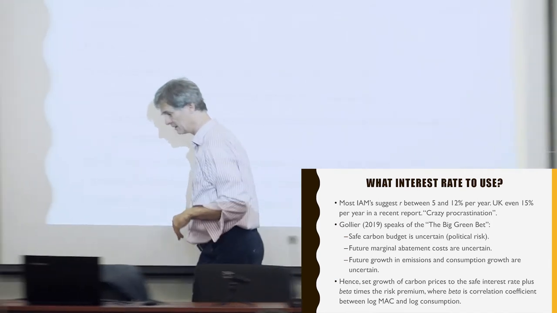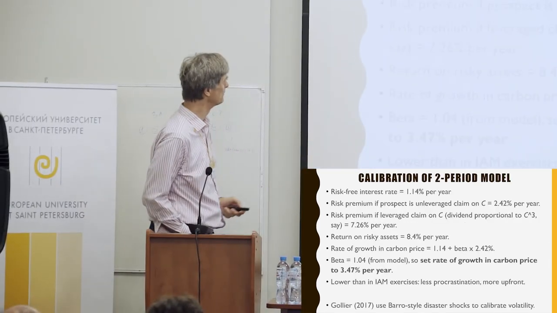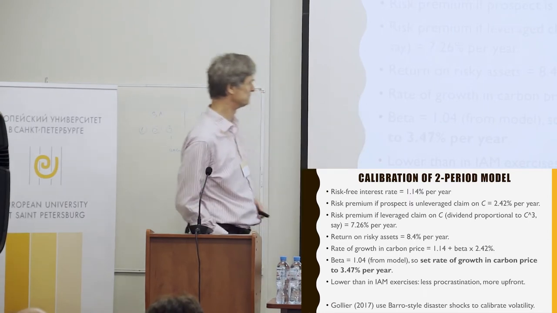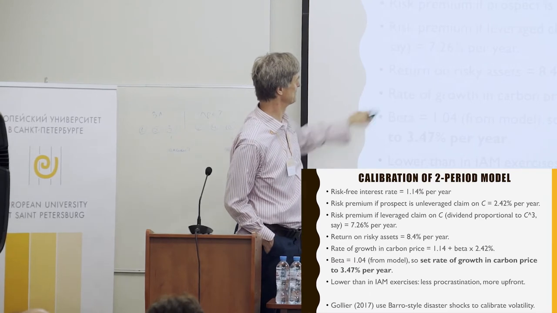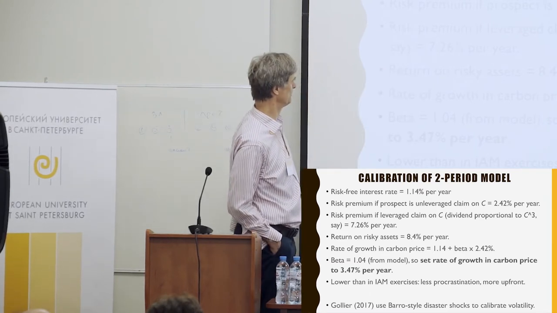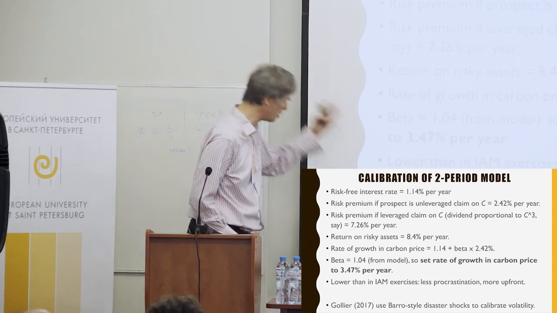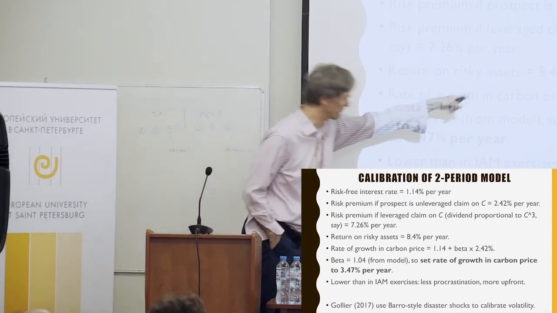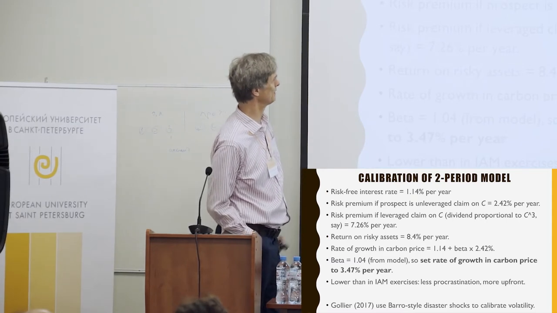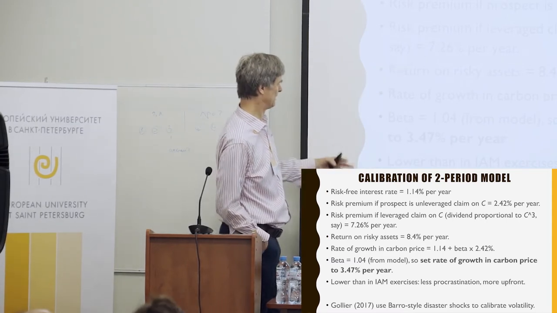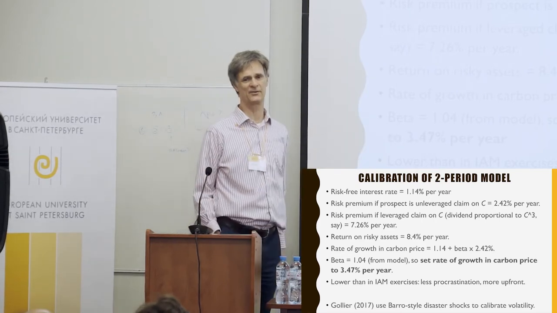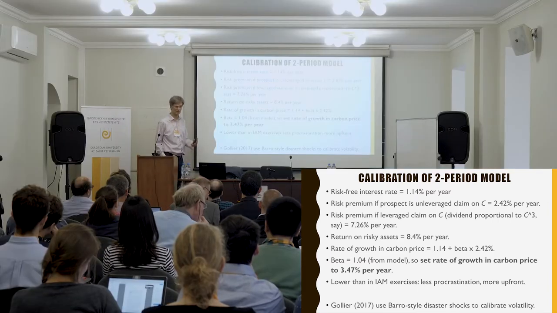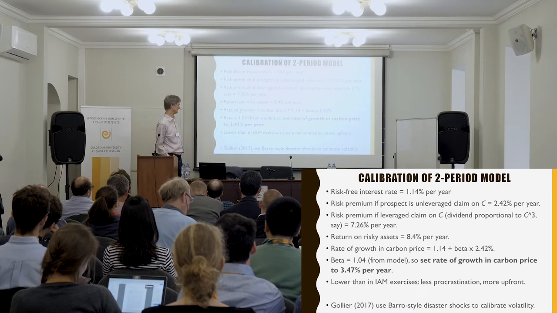So he does it very nicely, a very simple model. He finds that beta is 1, and that the risk-free rate of interest is 1%, the risk premium is about 7.3%, and the return on risky assets is 8.4%. But the growth rate in the carbon price should be 1 plus beta times this risk premium of 2.4%. So this is a leverage claim. His bottom line is to use 3.5%. That's much, much lower than what people are using in these integrated assessment exercises. And he uses a Barro-style disaster calibration.